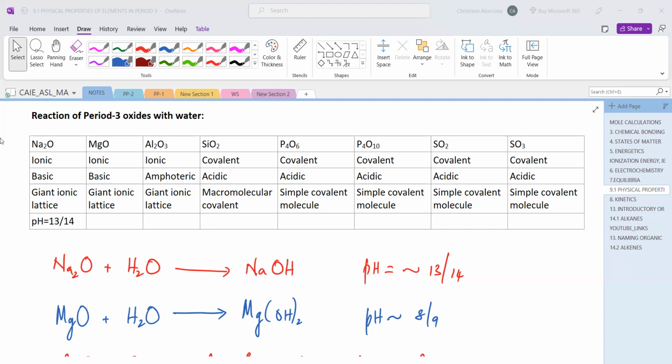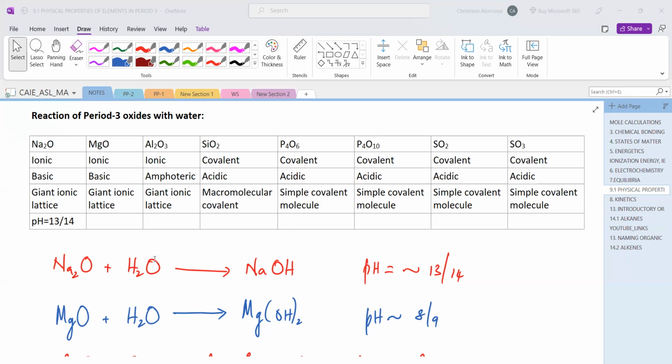Aluminum oxide is amphoteric, of course, while the non-metal covalent oxides are all acidic. So you can find that as you go from the left to the right, you start with basic oxides, turns to amphoteric. Remember, amphoteric is when a substance can act as either an acid or an alkali, depending on reaction conditions. And then it becomes acidic and ends up becoming pretty strongly acidic.